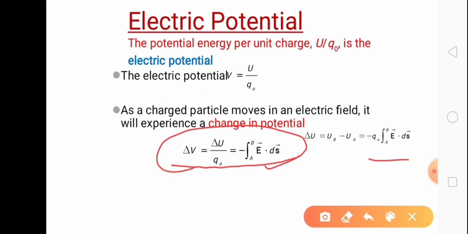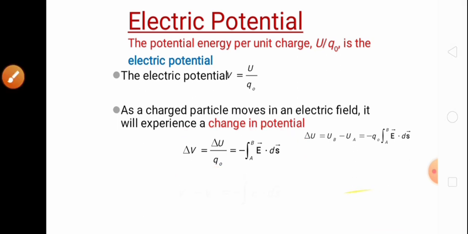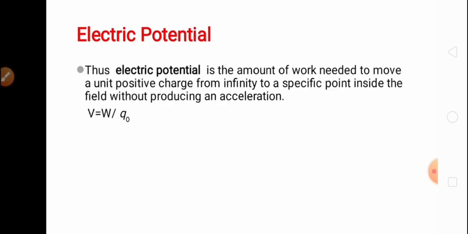Now what is potential, electric potential at a point? Electric potential is energy per unit charge. Now you want to find the electric potential at a point. What to do? So electric potential at a point is the work done to move unit positive charge from infinity to that point without any acceleration.